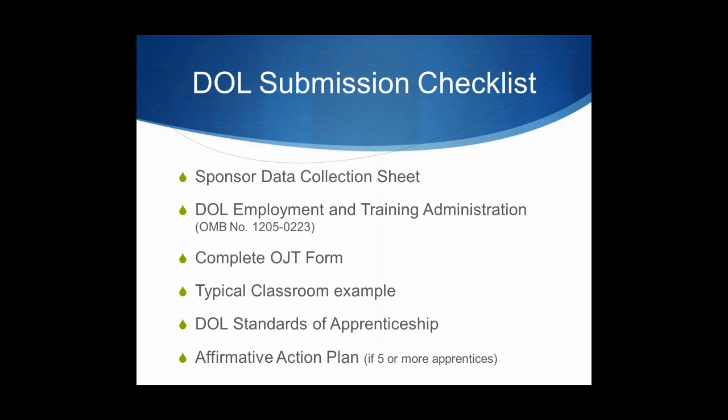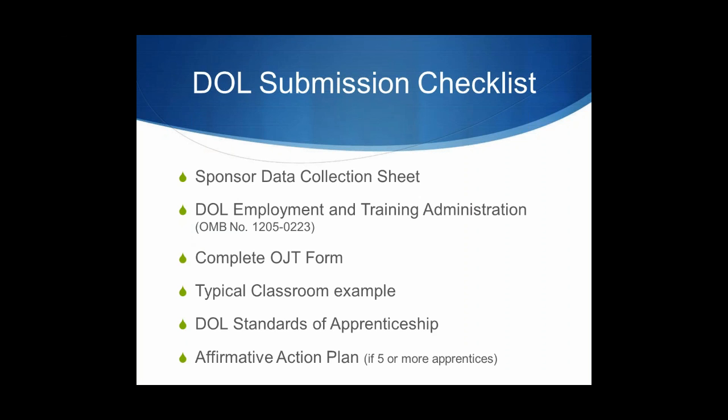Right, so we have the DOL Standards of Apprenticeship. That's the second from the bottom there. Then I will send out both the yellow copy and the modified copy. Your typical classroom example, whether that be OWATC, SLCC, whatever it is, your on-the-job training form that you're going to use to record the training, a copy of the employment training and administration form, which can be blank or you can put in your information.